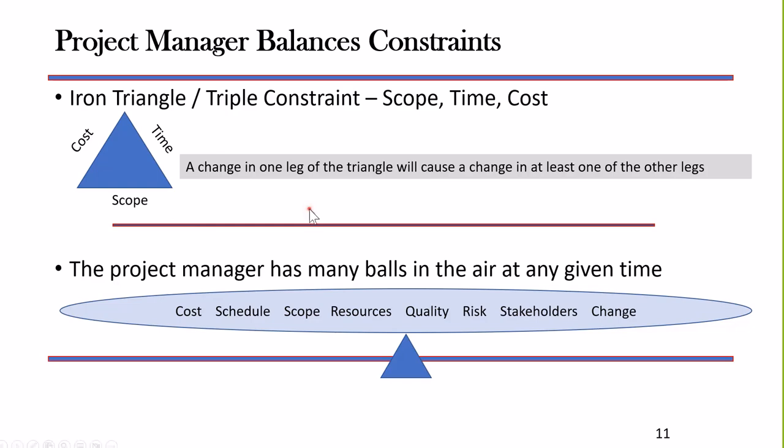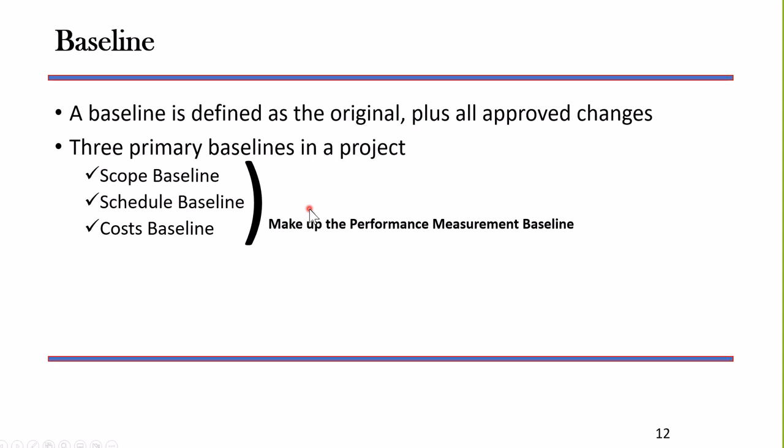We always have 3 baselines. Actually, there's 4, but 3 of them make up the 4th. We always have a scope baseline. What is the scope of this project? The details of it. We always have a schedule baseline. What is the schedule for completion of this project, for executing the activities? And then we have a cost baseline. What are the costs associated with each activity, and when are we going to expect to pay out for those costs?